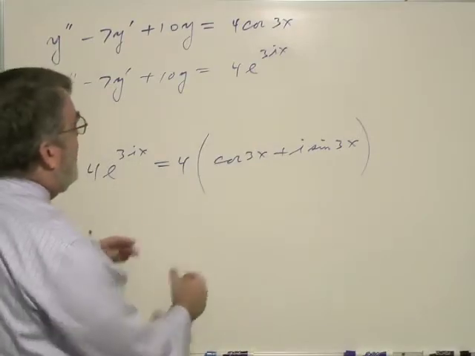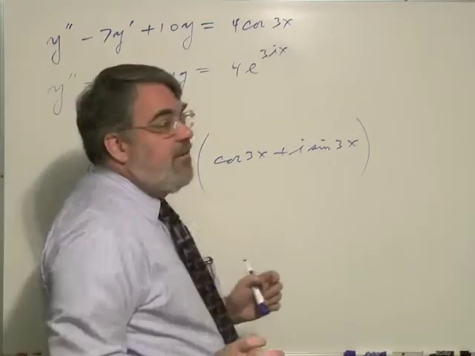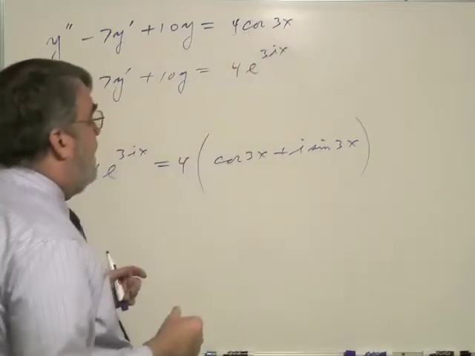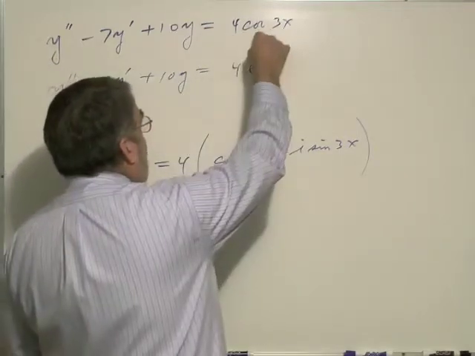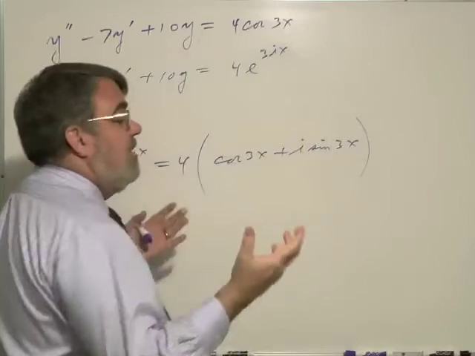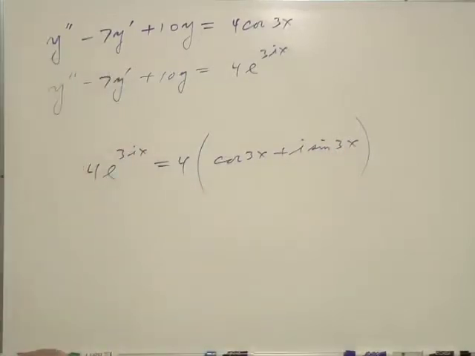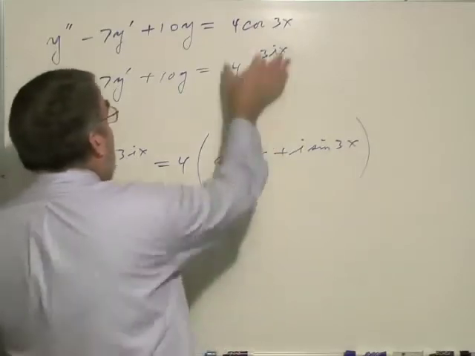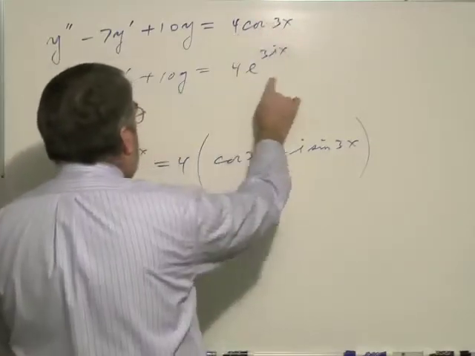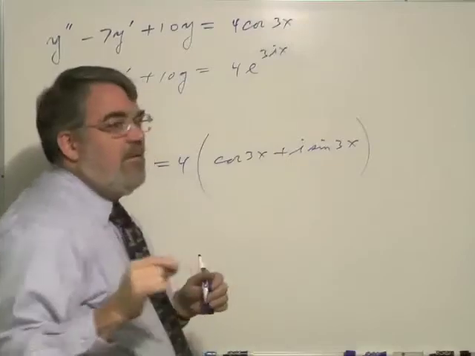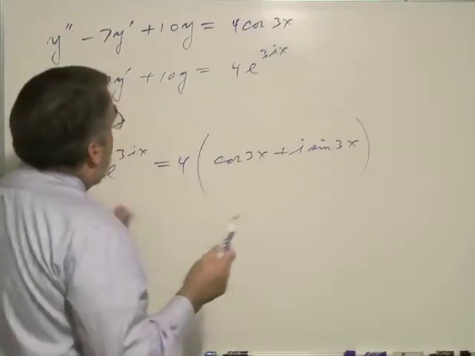All right? And in fact, it's the real part of this expression that contains it. Now, if this was equal to 4 sine 3x, then the imaginary part contains 4 sine 3x. So in this case, because it's the real part containing it, when I work this problem, I'm going to use the real part of the answer.